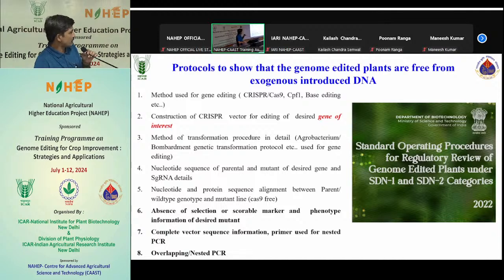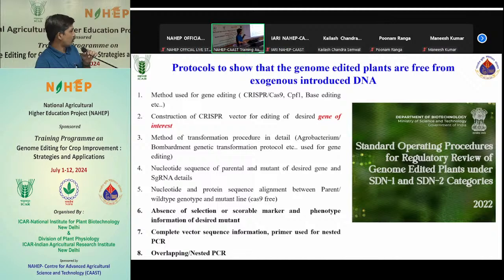You have to mention the genome editing method, either Cpf1, base editing or Cas9. You have to mention the construction of the vector for editing the desired genome of interest, and also the method of transformation procedure in detail. If you modified anything, you have to mention it. And if you get a mutation, you have to give the nucleotide sequence, the parental genotype or parental line, which mutant, and in which parent you have developed the desired gene, and you have to give sgRNA details.